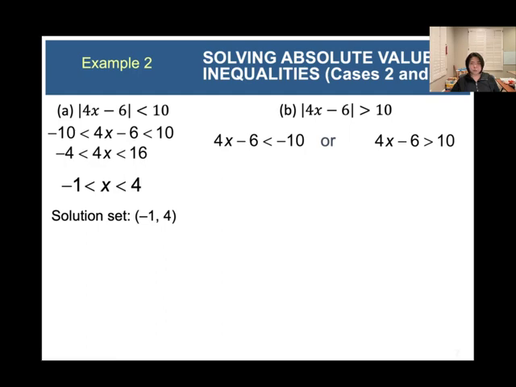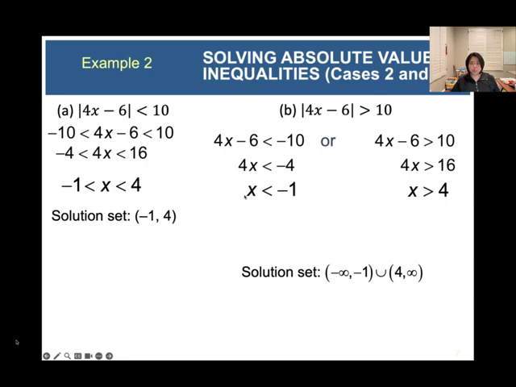Solve the inequalities one by one. We're going to add 6 to both sides, divided by 4. So you're going to get x strictly less than negative 1. Same idea for this guy. Add 6 to both sides, divided by 4. So the solution set will be negative infinity to negative 1, or 4 to positive infinity. Okay, right? This is going to be your case 3. This is going to be your case 2 here.